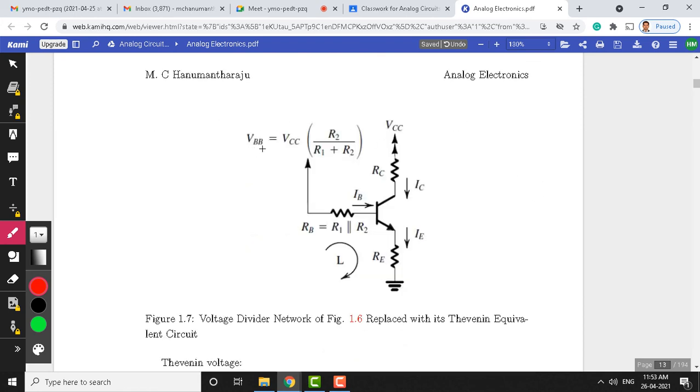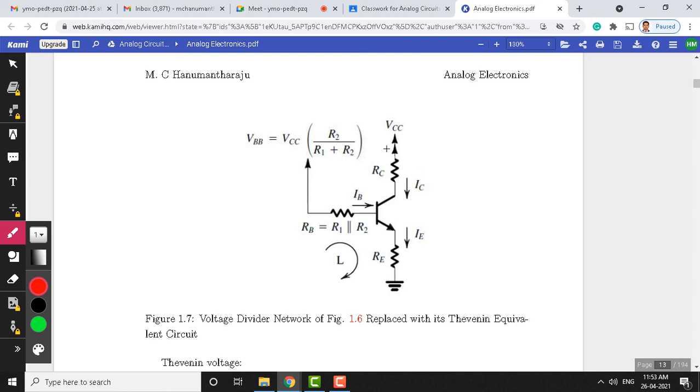As you can see, the expression for VBB is here. So, this is the expression: VBB is equal to VCC into R2 divided by R1 plus R2, and RB is nothing but R1 parallel with R2, and the outer part of the circuit we are not at all disturbing, we kept it as it is. Okay.